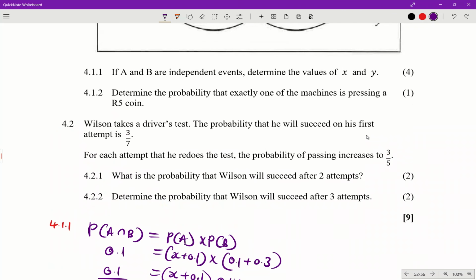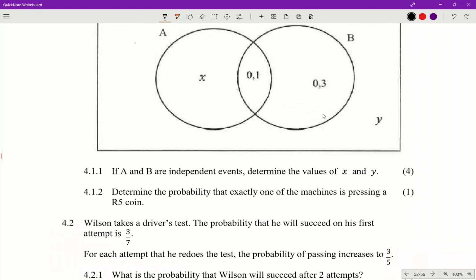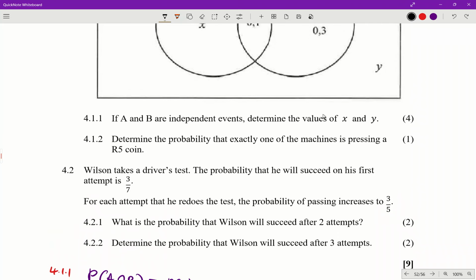So that's it there. I hope you're understanding, guys. You see, this one is easy. These ones are easy, guys. Don't get this wrong. These ones are easy.